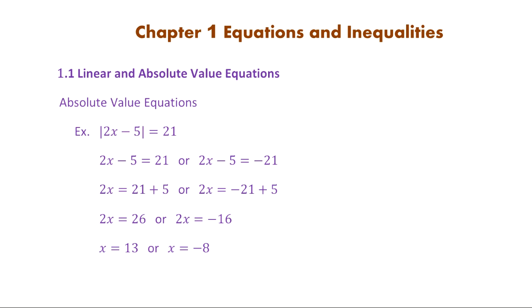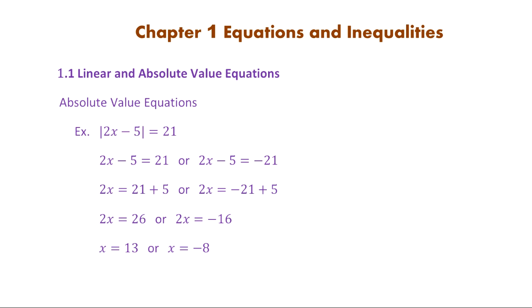You can easily double check the answer by plugging the two numbers in to see whether this equation holds. For example, if we plug in 13 for x in the equation, you get 2 times 13, which is 26. 26 minus 5 is 21. So take the absolute value, you get 21, and that's what we have on the right. So that's a correct answer.